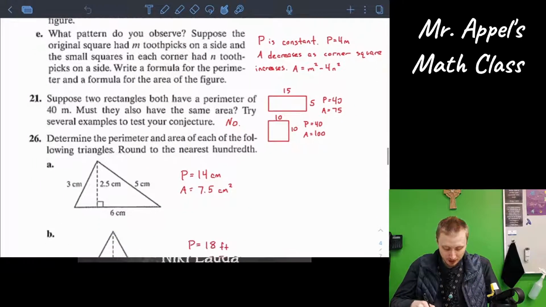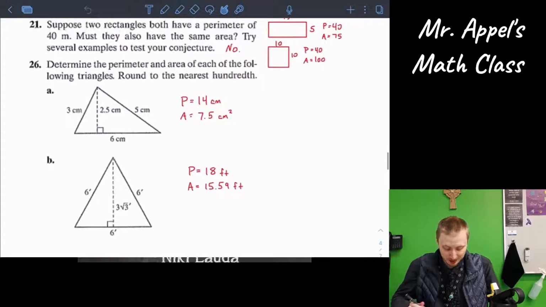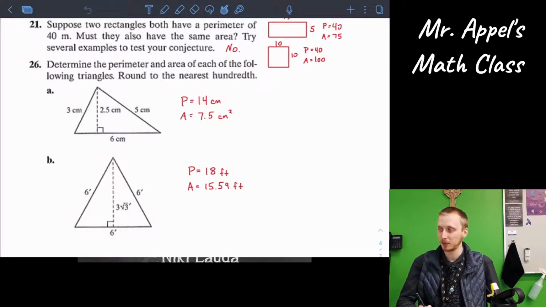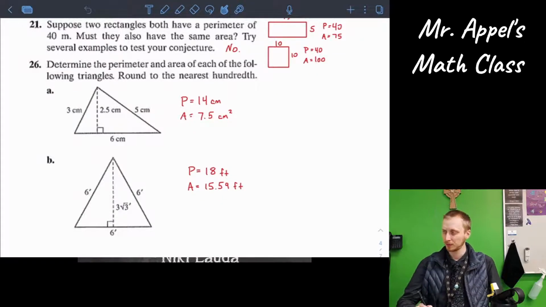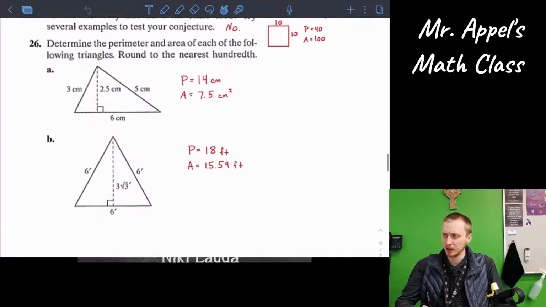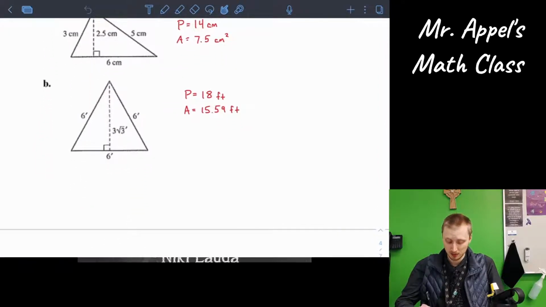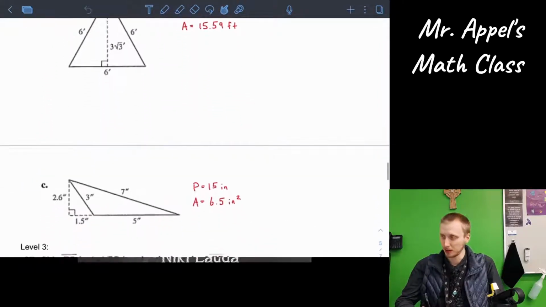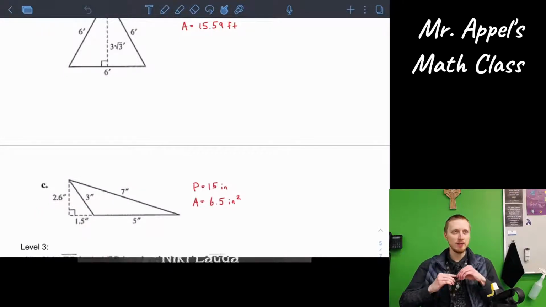Okay. And then here now are some perimeter and areas of non-right triangles. Just a practice exercise there. And there's the last one, triangle C. Any questions on level 2?